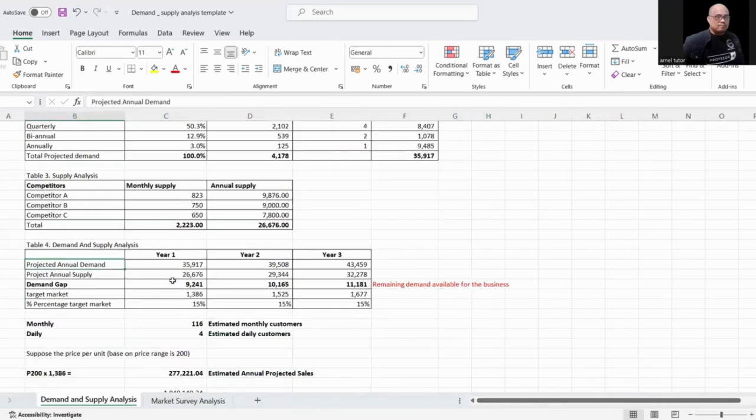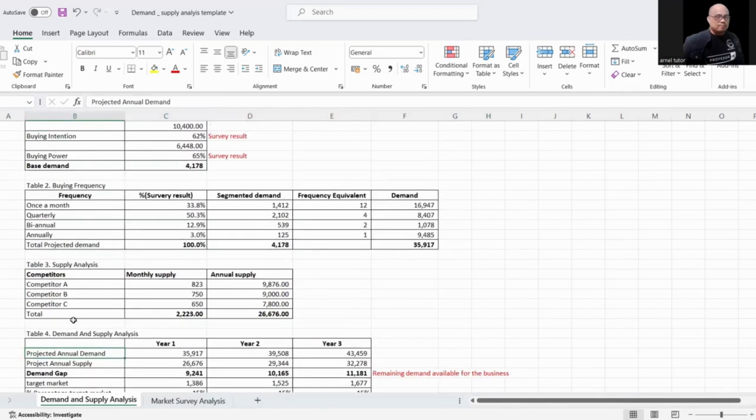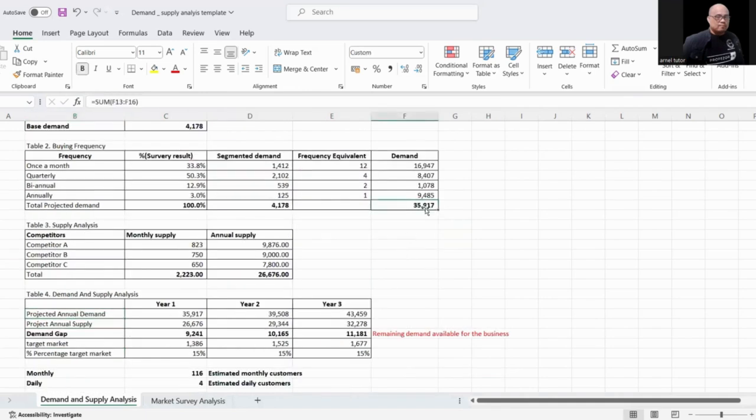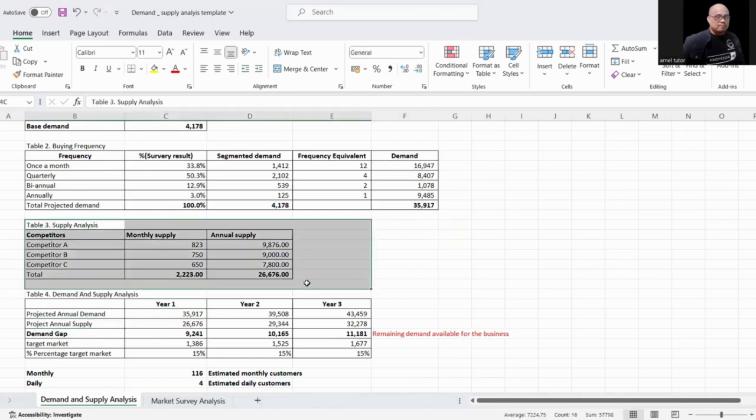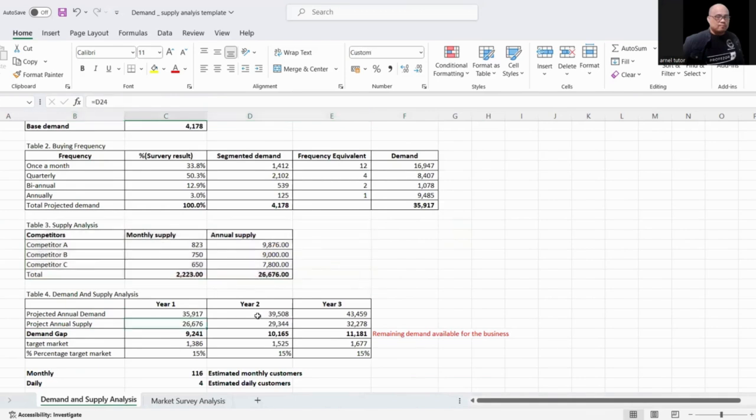So we are going to plot now our total projected demand and our total annual projected supply. These are only projections or estimates. So for the projected annual demand, we derive it from our buying frequency. Copy it and put it in year 1. For projected annual supply, we derive it from our supply analysis. Copy it and paste it here. Then we need to subtract the projected annual demand from the projected annual supply so that we can arrive at our demand gap. Now, the demand gap is the remaining customers that have not been tapped or not been catered by the competitors or the competition.